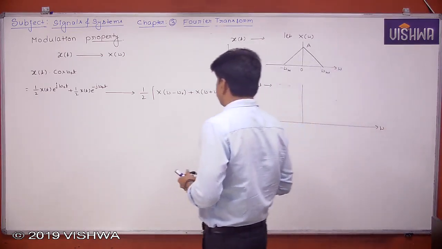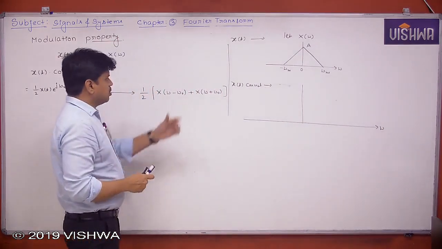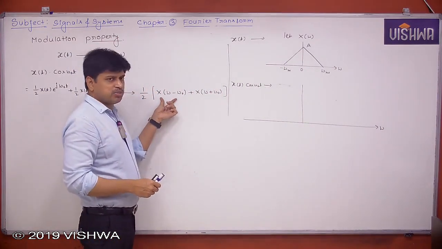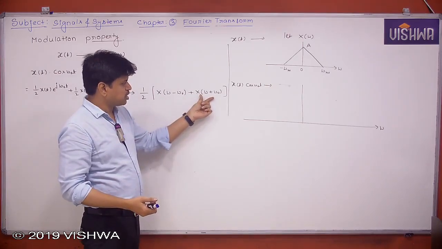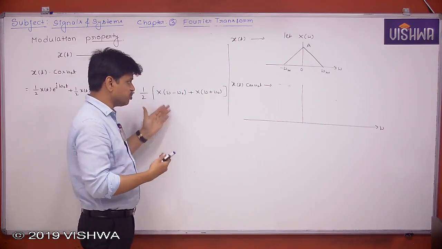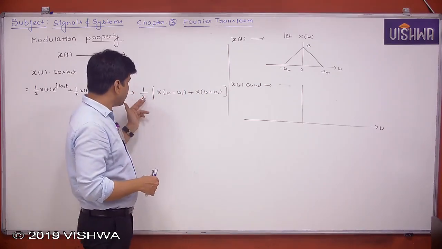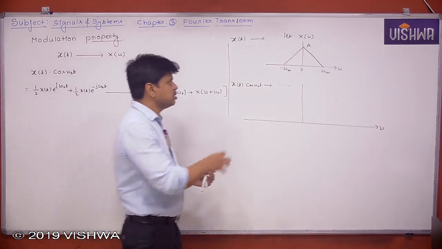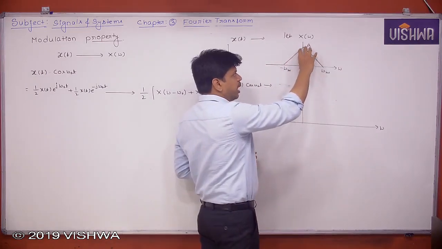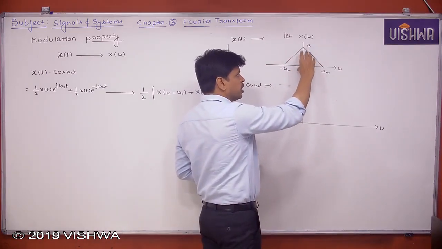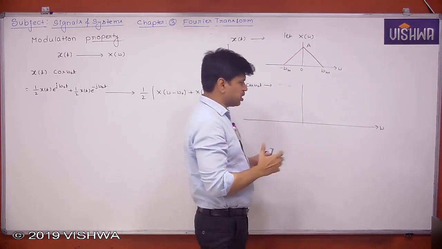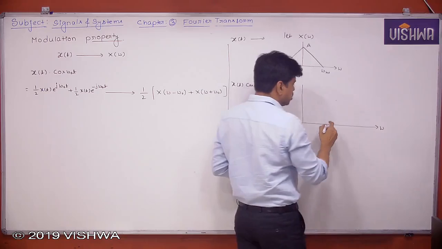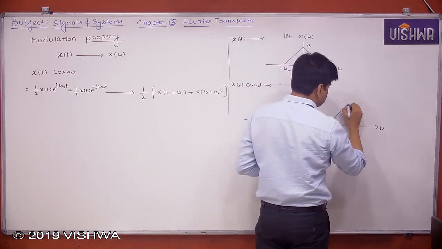Now observe here. First, X of omega minus omega naught means X of omega is shifted rightwards by omega naught. X of omega plus omega naught means X of omega is shifted leftwards by omega naught. And what will happen to the amplitude? It becomes half. That means the spectrum amplitude is reduced to A by 2, and one copy is shifted to omega naught, another to minus omega naught. That's what is happening. So finally, we are going to get a spectrum which is like this.